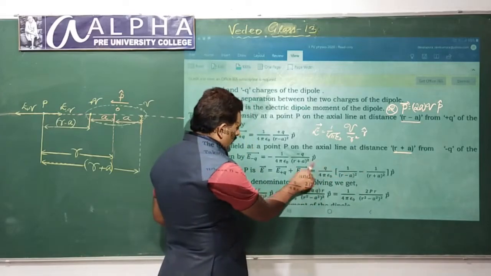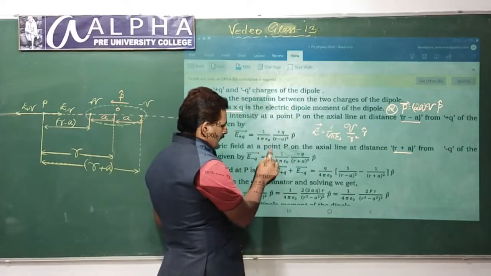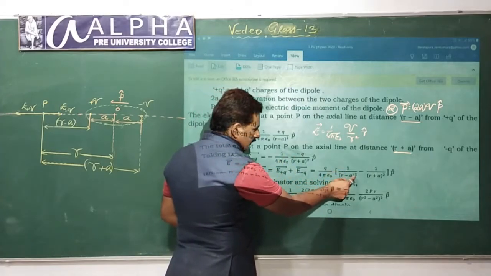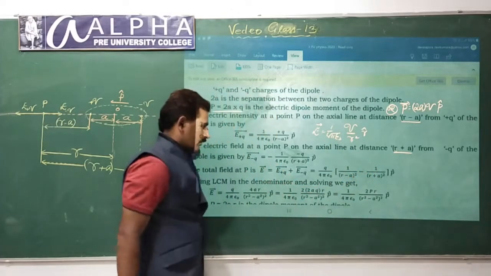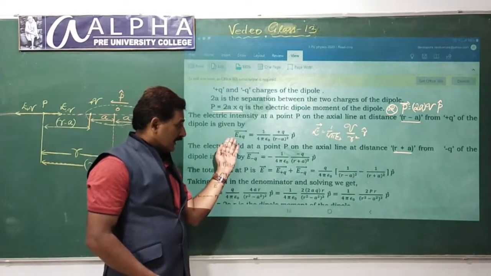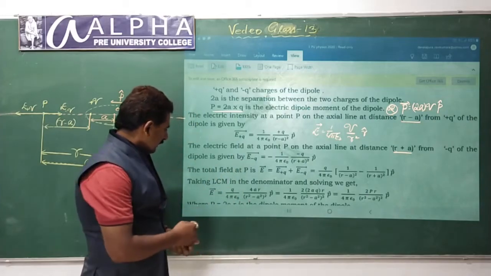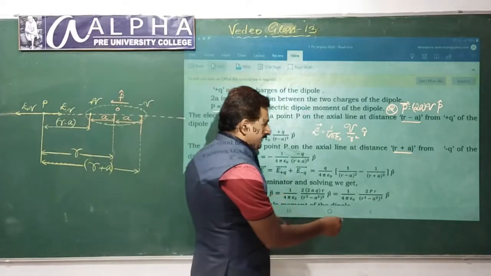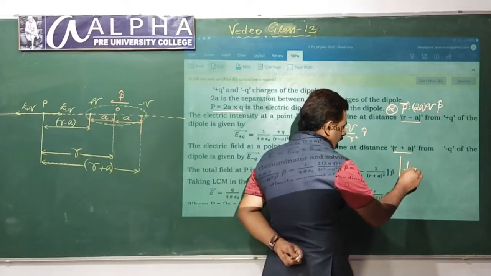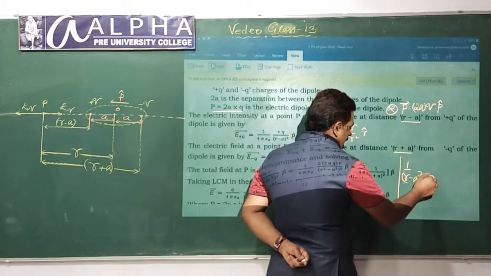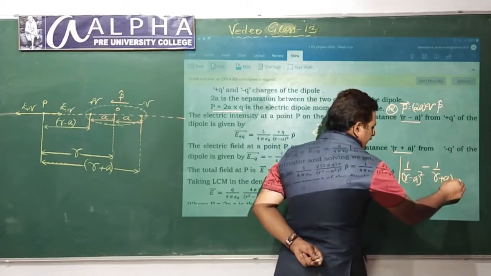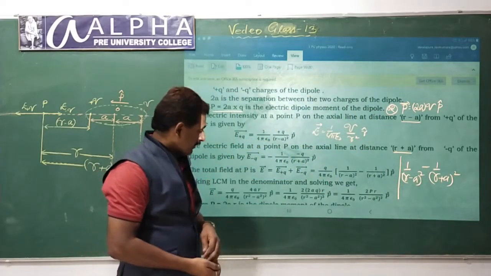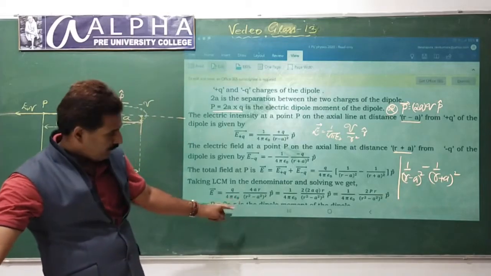This term is common here. Q by 4 pi epsilon 0, Q by 4 pi epsilon 0 common. 1 over R minus A whole square minus 1 over R plus A whole square. Right? That's what I showed in the previous case explanation. Then you take LCM of this and solve. Taking LCM, this part I showed you. Take 1 by R minus A whole square minus 1 by R plus A whole square separately. Take LCM. You know how to find LCM? I showed you previously. Finally you get this expression.